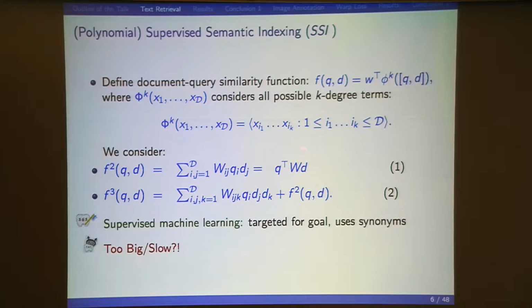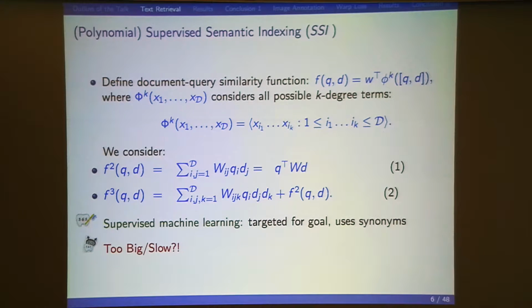But we can also consider something like k equals 3. So now we don't just do pairs of words, we can consider triples. Like the jth word in the document, the kth word in the document, and the ith word in the query. And now we have this three-dimensional tensor W that we have to learn. And you could have that part plus the two degree terms before, added together.